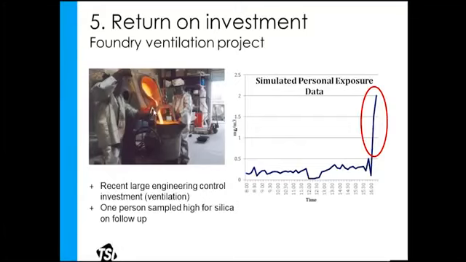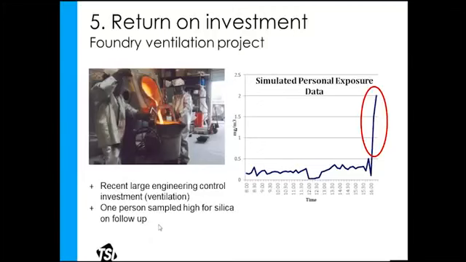I don't know how much, but to me, large, I think $1 million. That'd be a lot of money. So think of doing a large investment in engineering controls, ventilation to protect for silica, metal fume, whatever else they're going on. So they did all these controls. They did some follow-up sampling, and one person came in really high for silica.